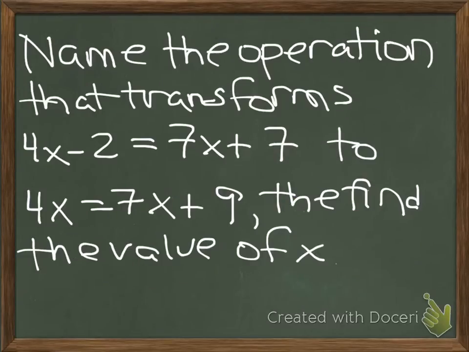Here we just need to name the operation that transforms 4x minus 2 equals 7x plus 7 to be 4x equals 7x plus 9. So it looks like we took the 2 and brought it over to be on the right side. We needed to add the 2 because 7 plus 2 would be 9. So the operation would be addition.